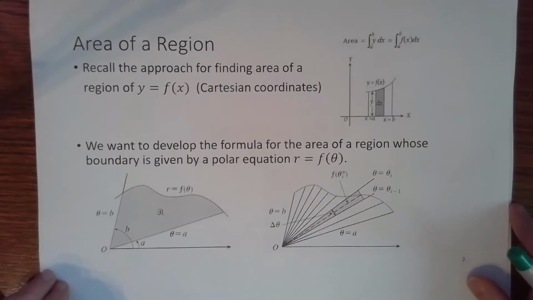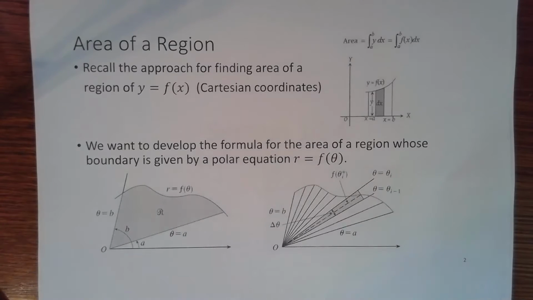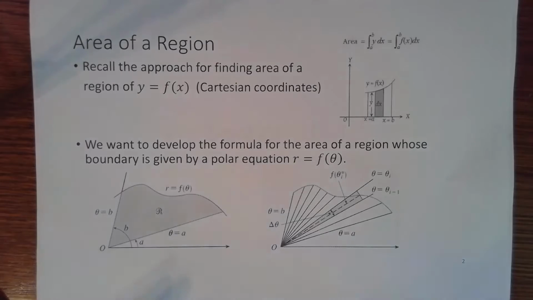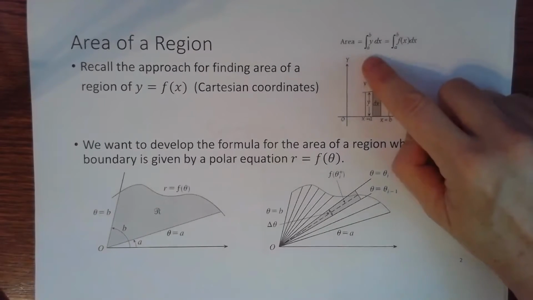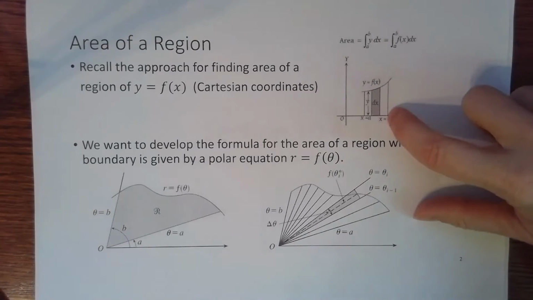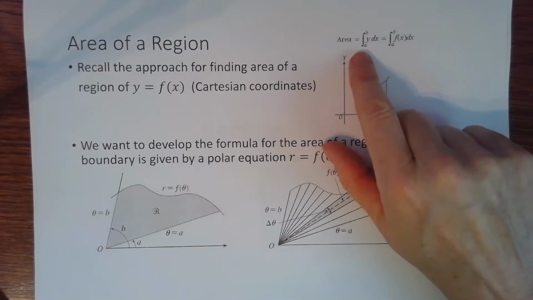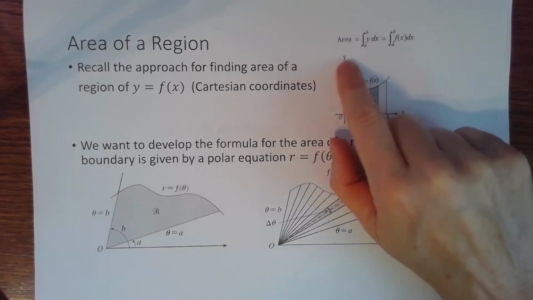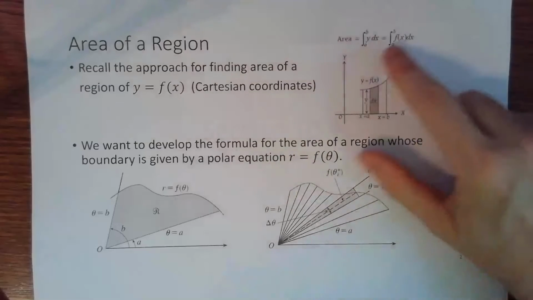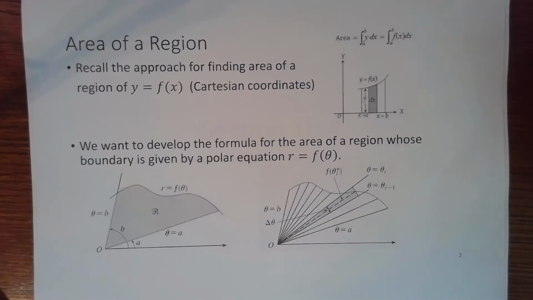So if you think about the way that we find the area of a region when we have Cartesian coordinates, so we have some function y equals f of x, say you were to graph it. The way that we find the area under the curve is we just look at the left bound of x and the right bound of x, and then we just integrate from a to b of y, which is f of x dx.